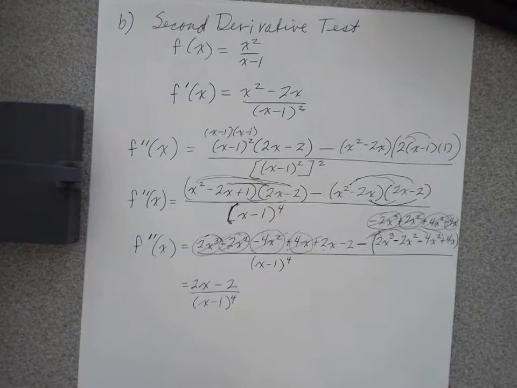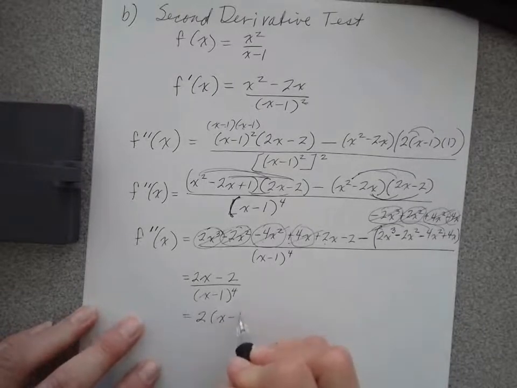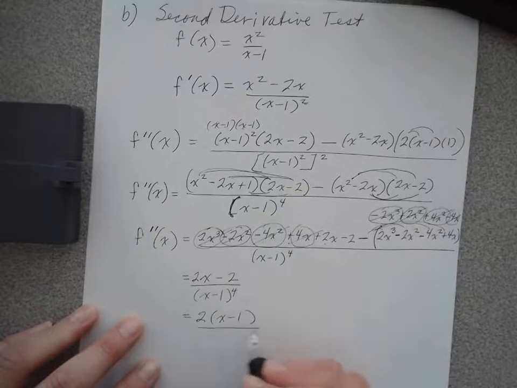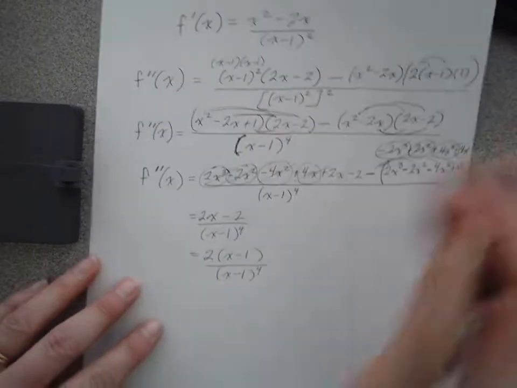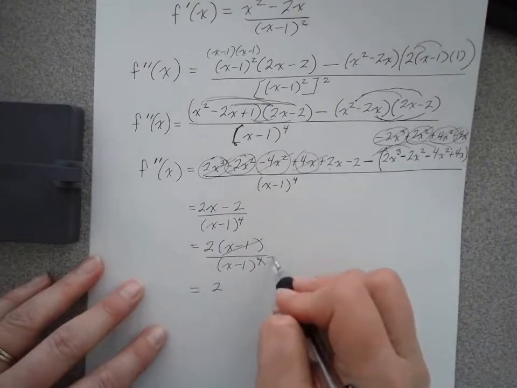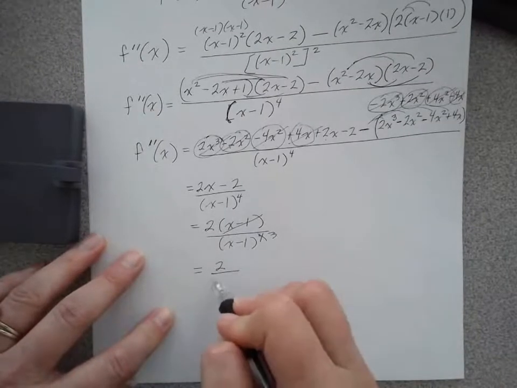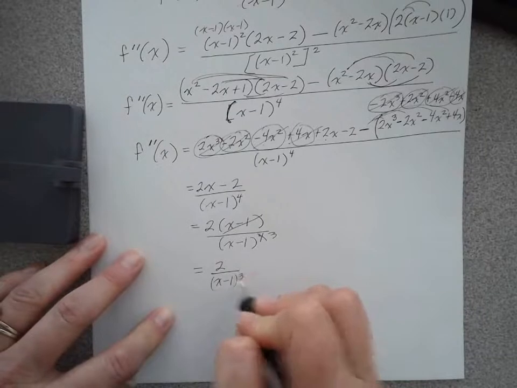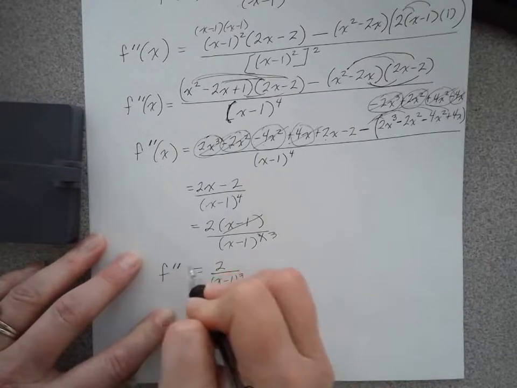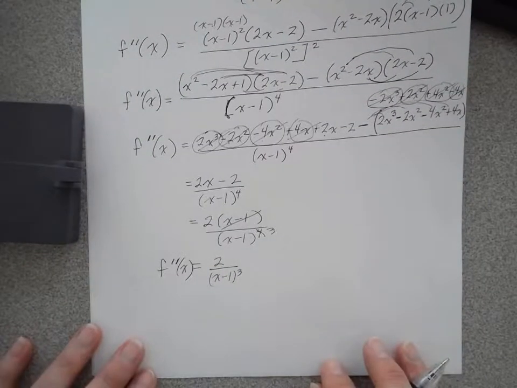Okay. Then out of the numerator, I can factor out a 2, so what's left? X minus 1. And then that will divide out with one of the x minus 1's in the denominator. Don't you love it when all this stuff cancels out? It's the beauty of math right here. Okay, so 2 over x minus 1 cubed. Nice and tidy. All right, so that's the second derivative.